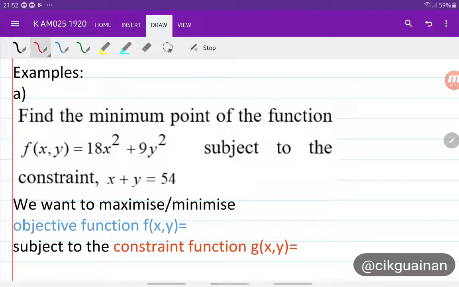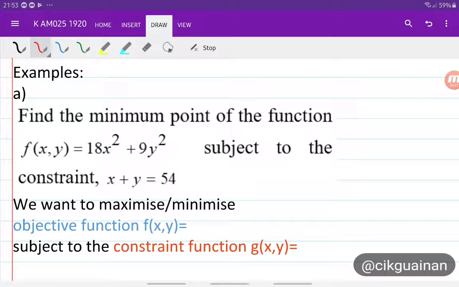Let's consider this one. Find the minimum point of the function f(x,y) = 18x squared plus 9y squared, subject to the constraint x plus y equals 54. Now, this one is very straightforward. Still, we can use several tips on how to spot which function is the objective function and which one is the constraint function.